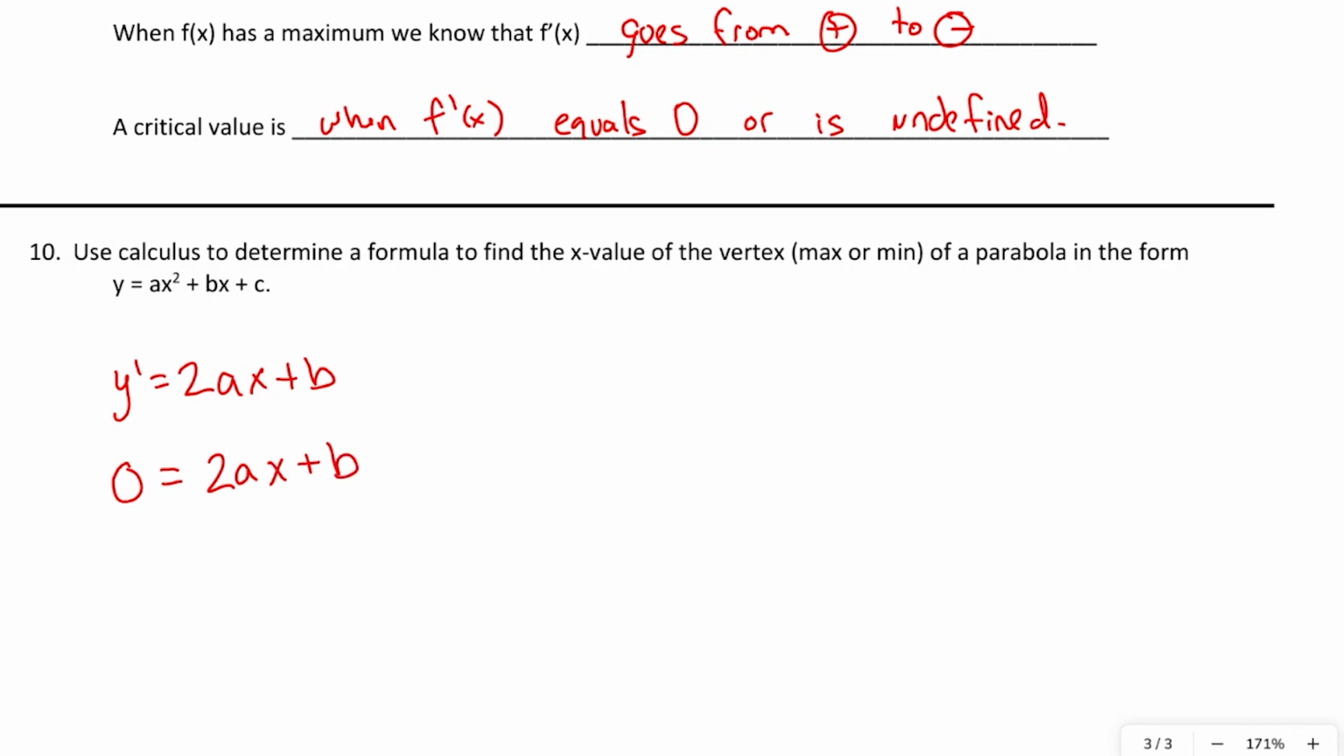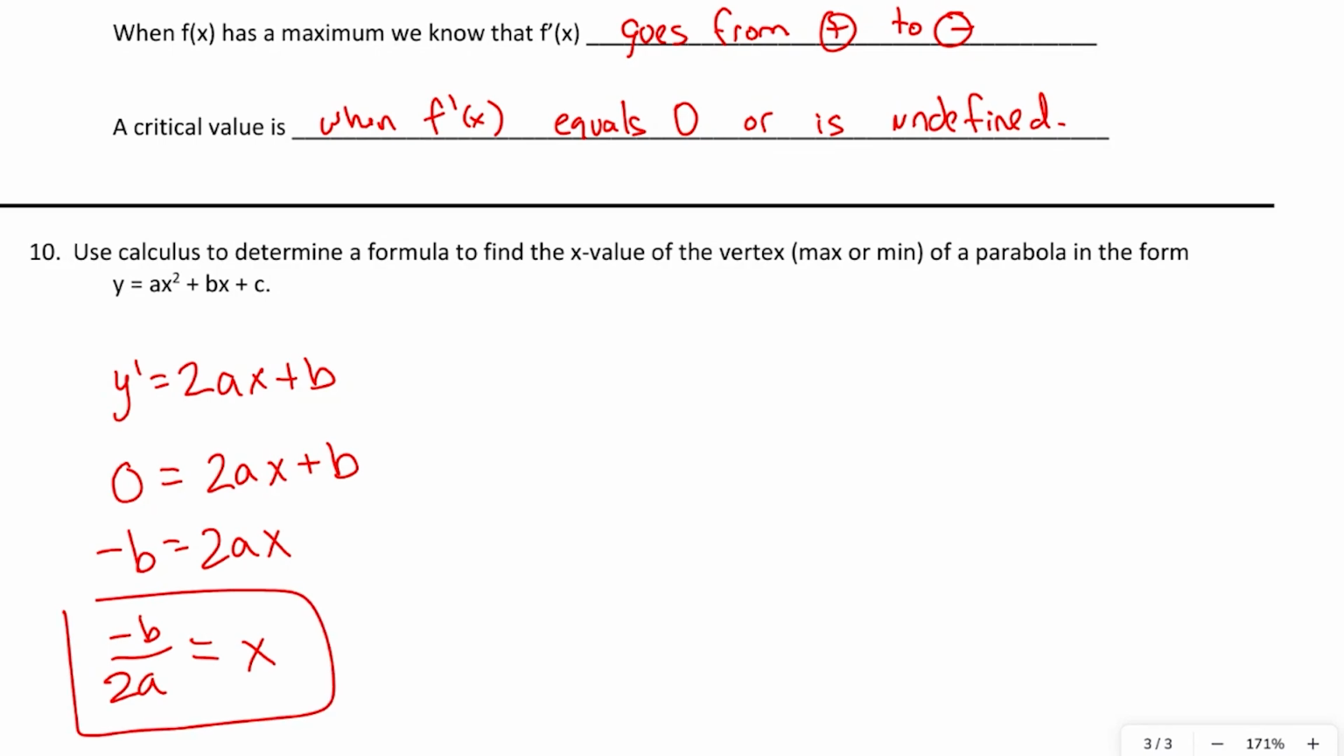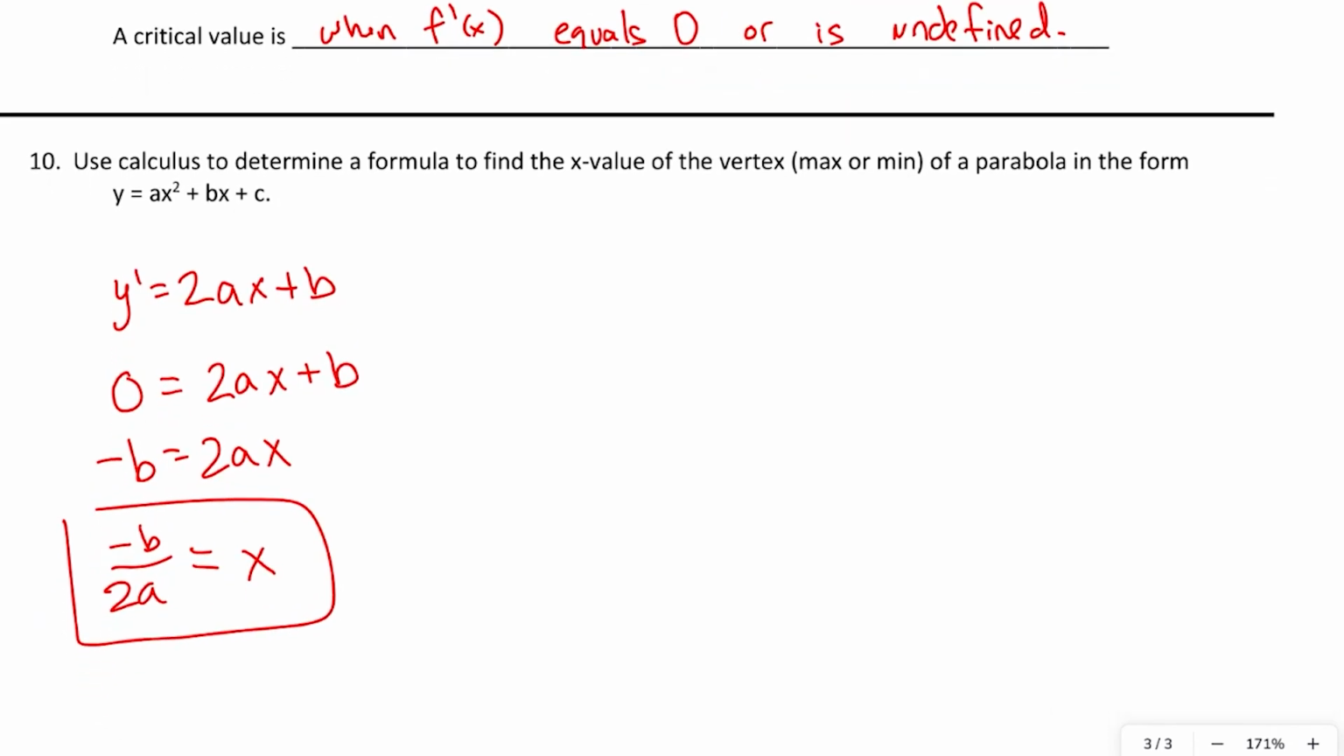So if we're going to solve for x here, we're going to subtract b and divide by 2a. And look at that. There's our formula. You might have used this back in Algebra 1 to locate the x-coordinate of the vertex, negative b over 2a. That might sound kind of familiar. But we can see, using calculus, that is for sure going to be the case.